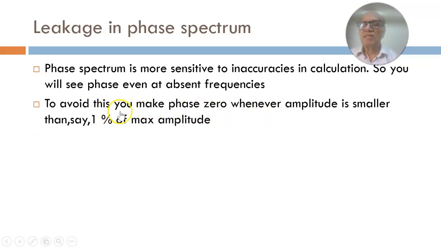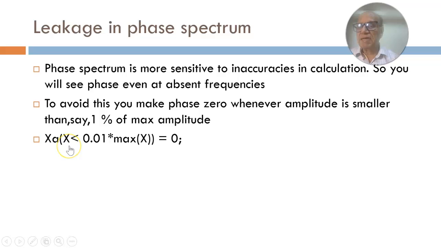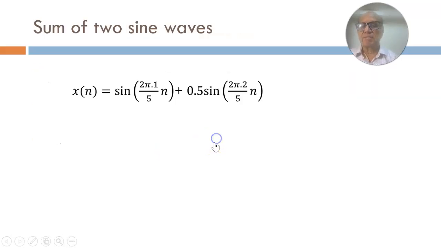So to avoid this phase leakage, what you do is you make phase 0 whenever amplitude is smaller than, let's say, 1% of maximum amplitude. 1% is a ballpark figure. So what you do, you make xa, which is the angle or the phase of the spectrum, equal to 0 whenever the magnitude of x is less than 1% of the maximum value of x. In that case, you will make the phase leakage disappear.